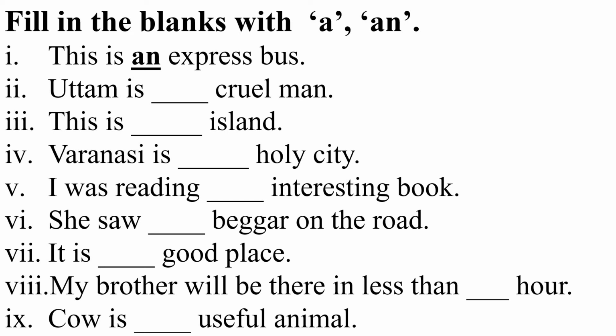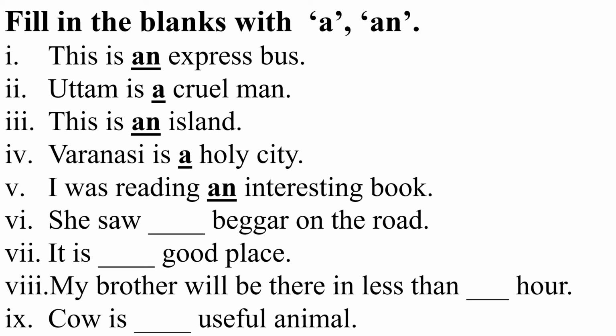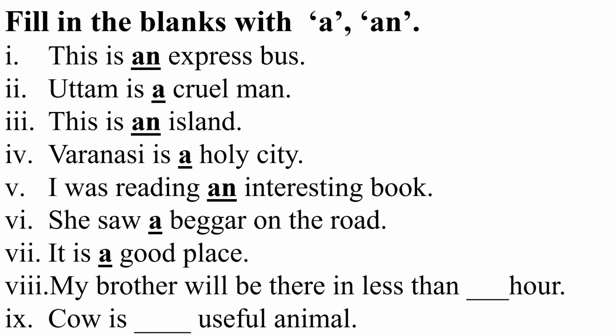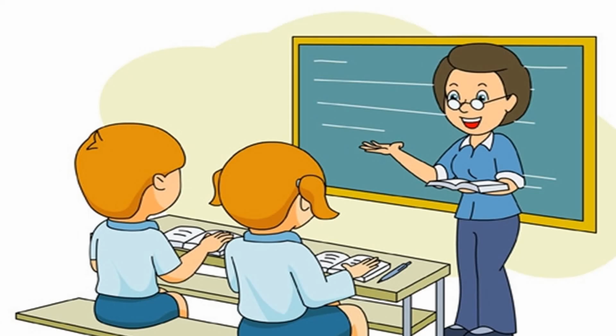This is an express bus. Uttam is a cruel man. This is an island. Varanasi is a holy city. I was reading an interesting book. She saw a beggar on the road. It is a good place. My brother will be there in less than an hour. Cow is a useful animal.